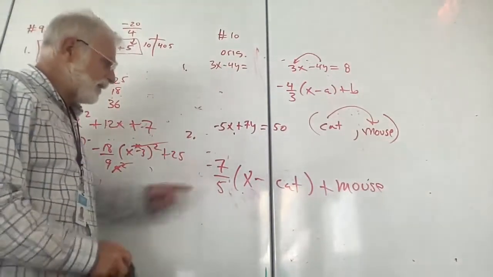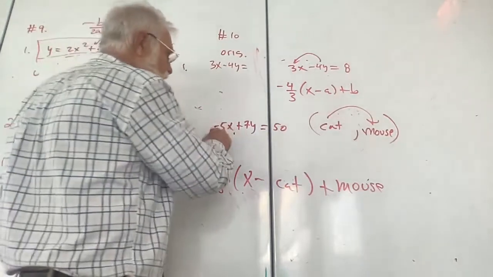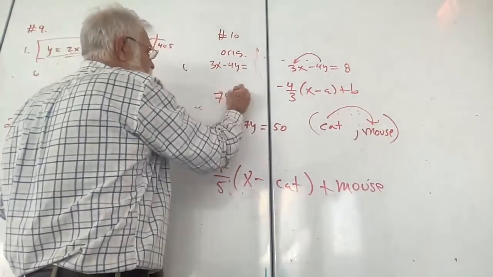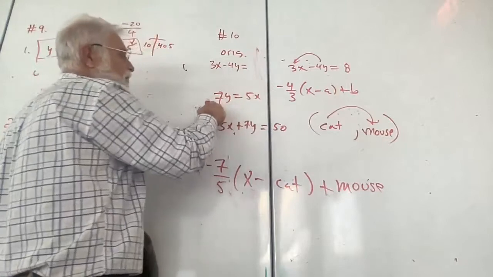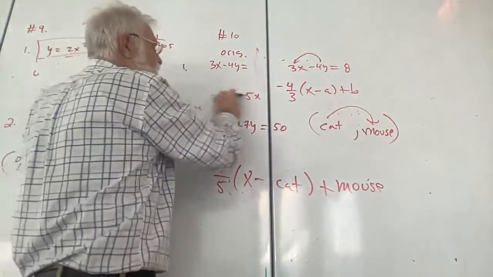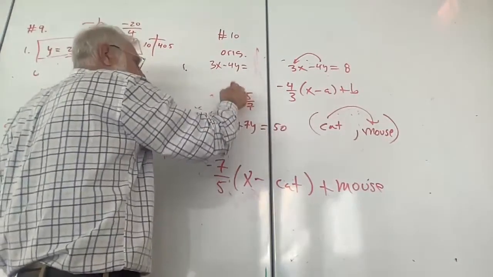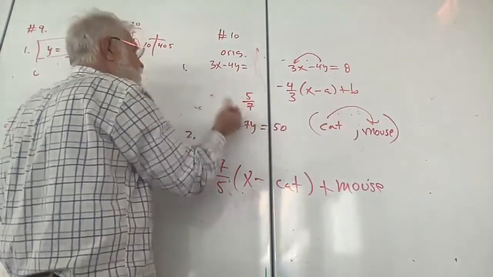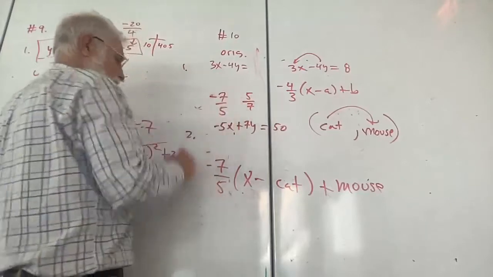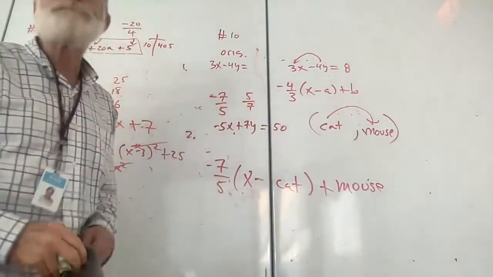Now let's just make sure -7/5 works. At this time, I'm going to move the x to the other side. 7y equals 5x. When I divide by 7, I get 5/7 for the slope of the original line. What is the perpendicular slope? If 5/7 is the original, the negative reciprocal. Oh yeah, we were right.